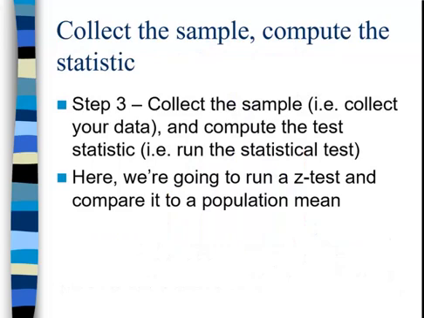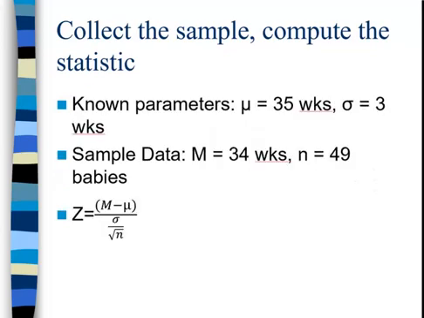Anyhow, step 3 is to compute the statistic, right? So we're going to, in other words, collect the sample, collect our data, compute the test statistic, and then run the statistical test. So what it means is we're going to run a z-test and compare it to a population mean. And here's the data that we have. Our population data was a mean of 35 weeks with a standard deviation of 3 weeks. Our sample mean was 34 weeks, and we had a sample size of 49 babies.